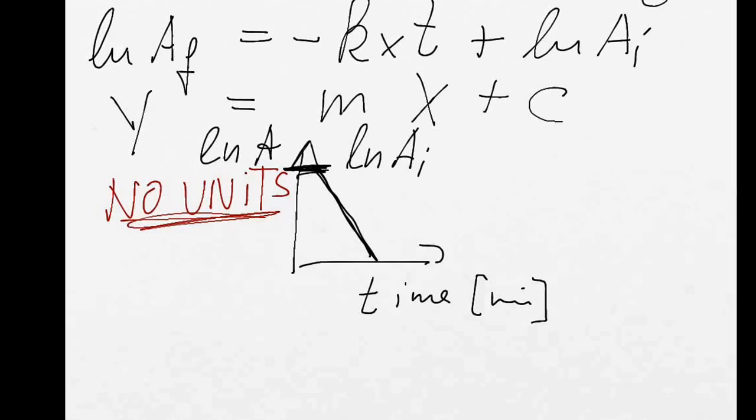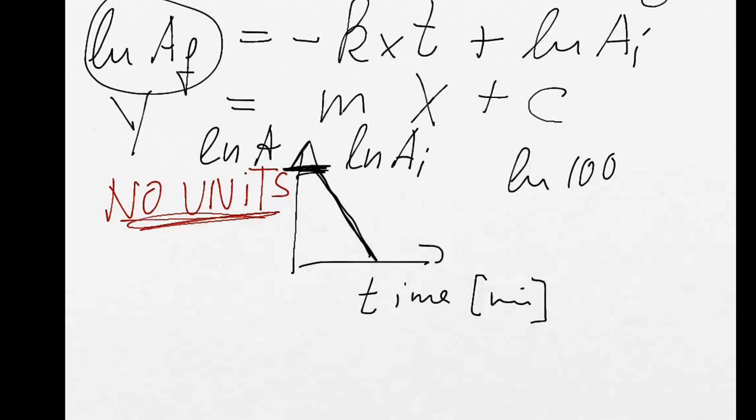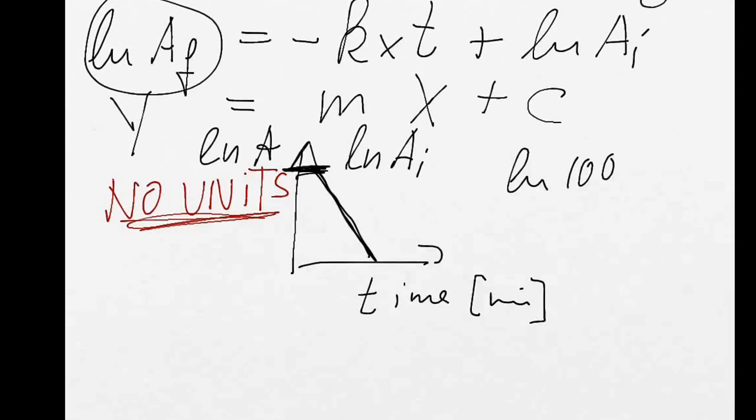Actually, we have ln A final. That is what this line actually indicates, isn't it? Now, if we have, for example, ln 100, what value would that be? Can anyone do that quickly on a calculator? What is ln 100? I don't know by heart. 4.6? Okay, I believe you.